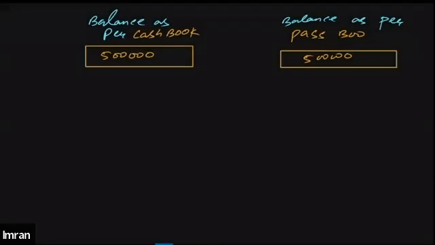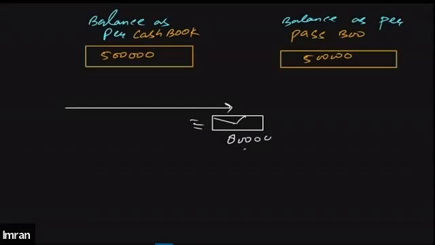Let's suppose the business has issued one check to some supplier. The value of this check was 80,000. Now see, this is very, very important. Since this check has been issued by the business, you can assume that the accountant of the business has issued this check to one of the suppliers.